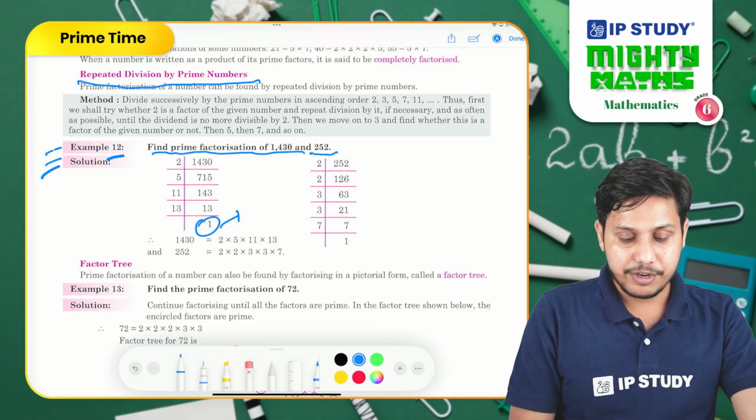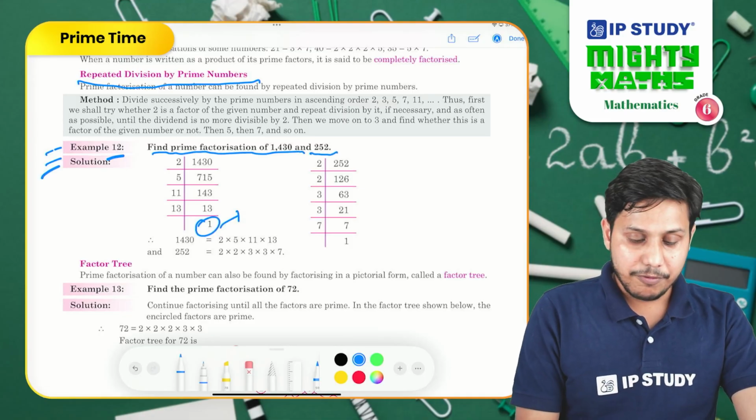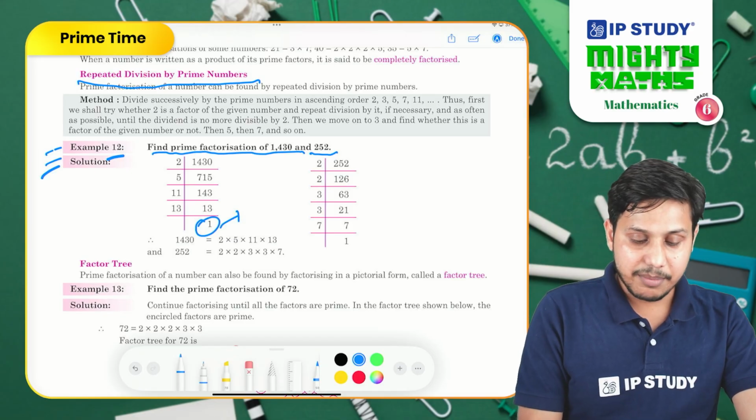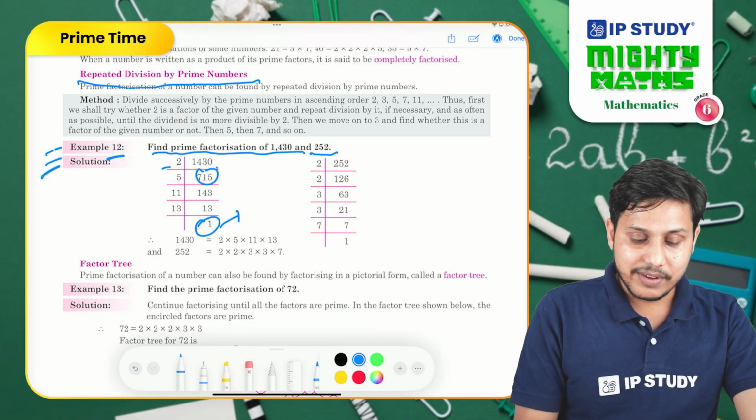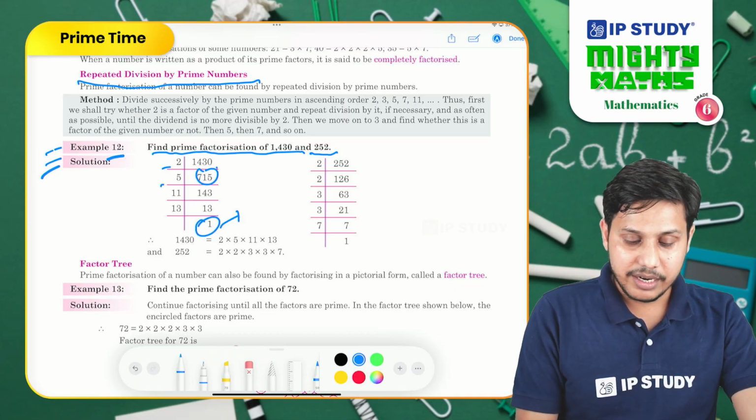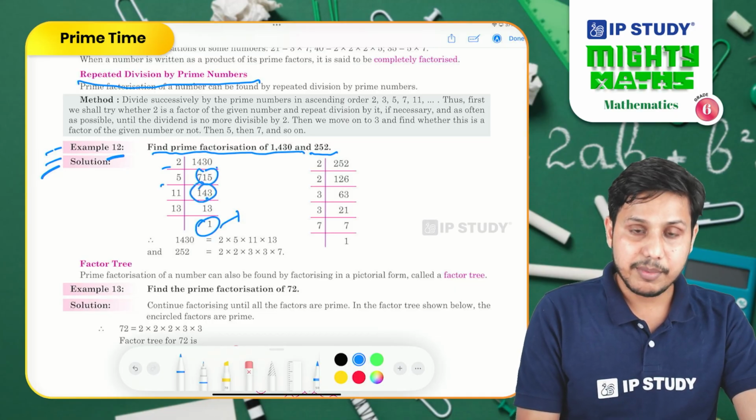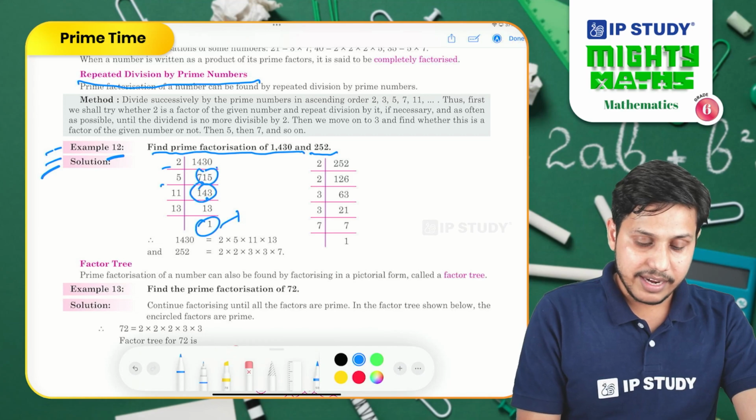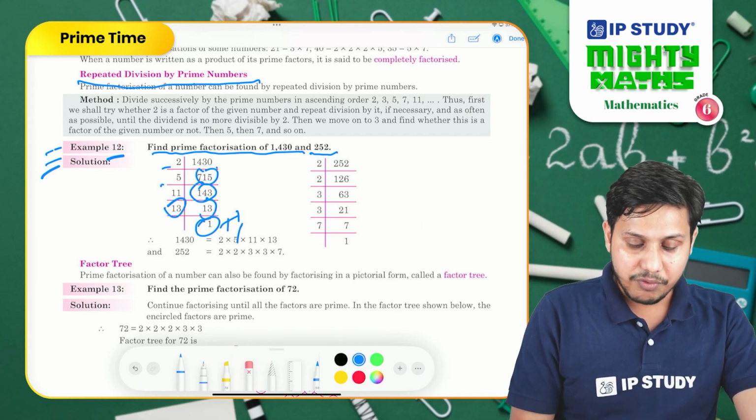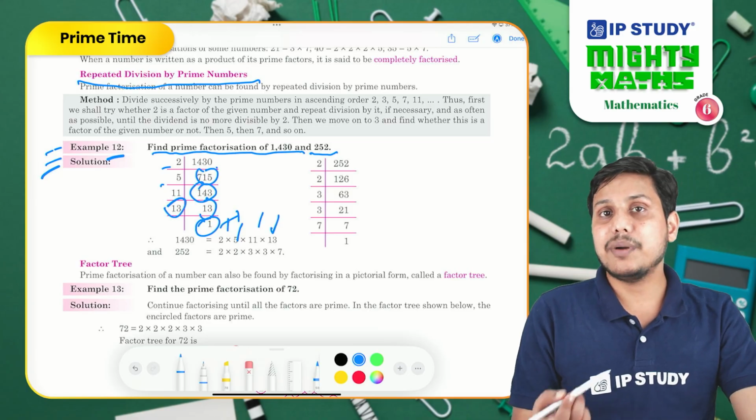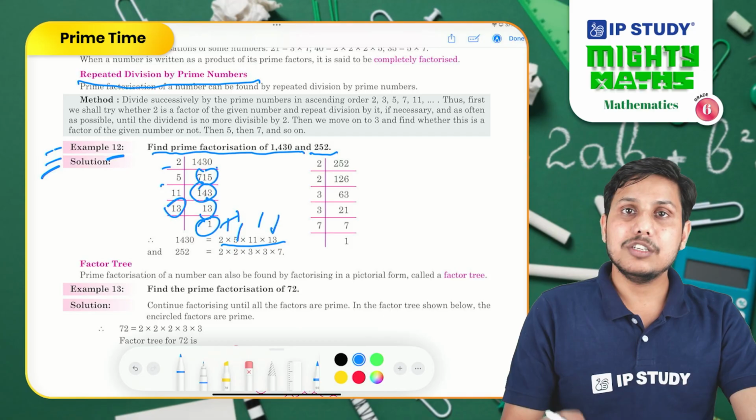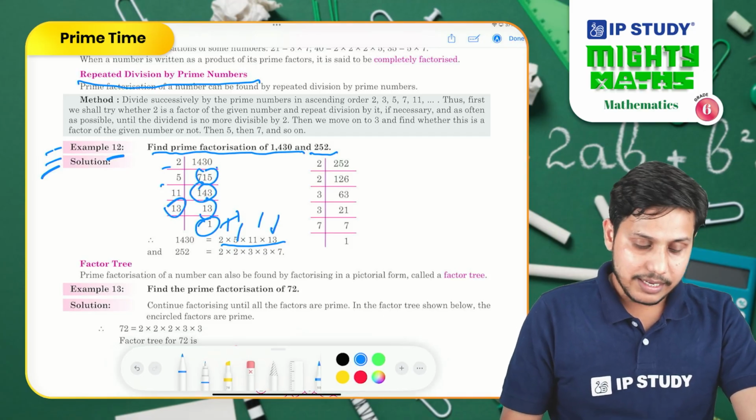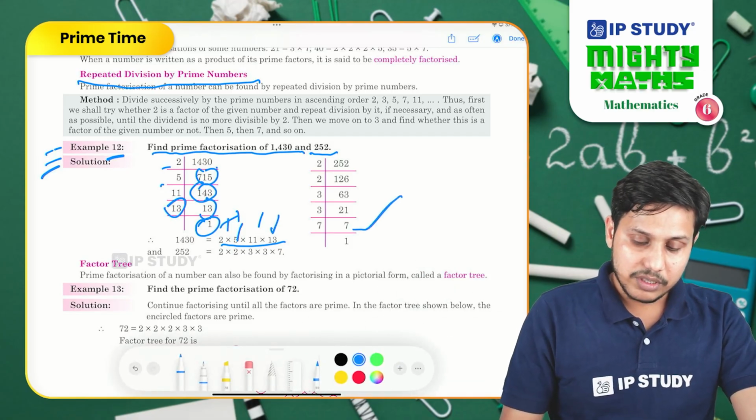and 252. So prime factorization of 1430 will be found by dividing first by 2, then dividing 715 by 5, we'll get 143, then dividing 143 by 11, and after that dividing the quotient by 13. So we'll have 2, 5, 11 and 13 as the prime factors. So we can multiply and show how the prime factorization of the given number will look. Similarly, we can do this part also.